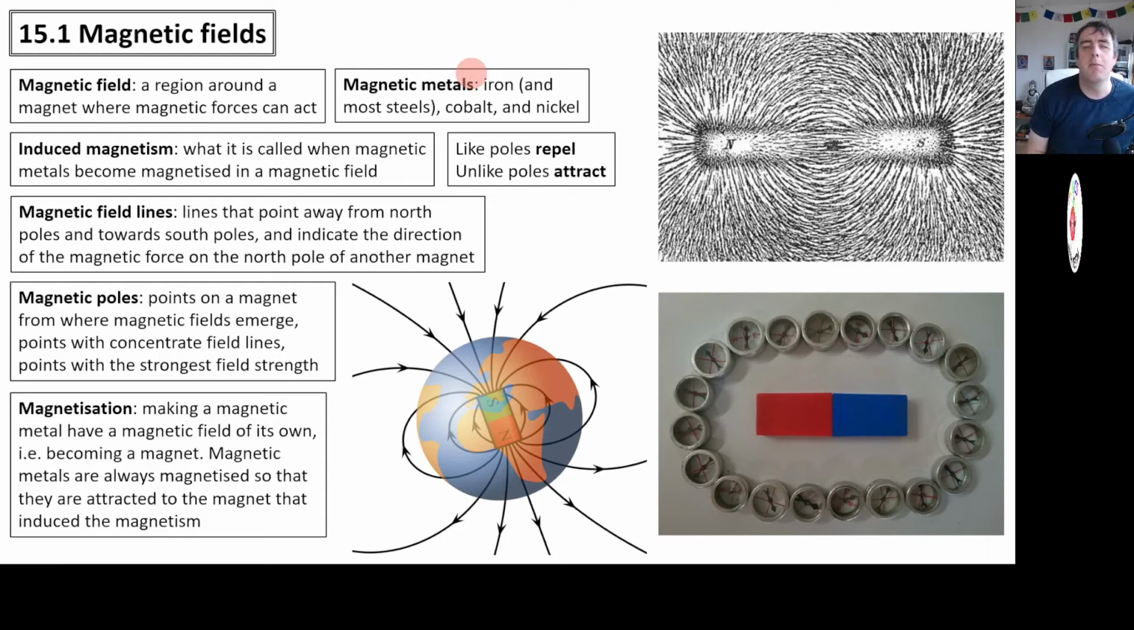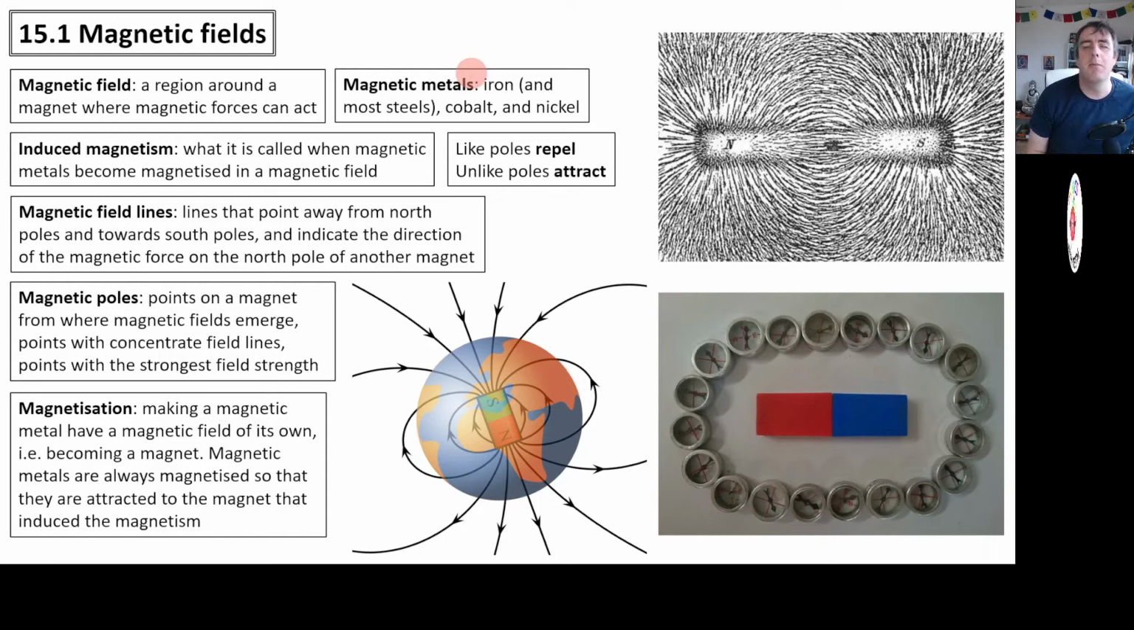Those metals, when placed in a magnetic field, become magnets themselves. When you remove them from the magnetic field, they stop being magnets. So because they become magnets, we say they have induced magnetism. A magnetic metal placed in a magnetic field produces its own magnetic field, reinforcing the magnetic field in which the metal has been placed. So we say that we have induced magnetism.